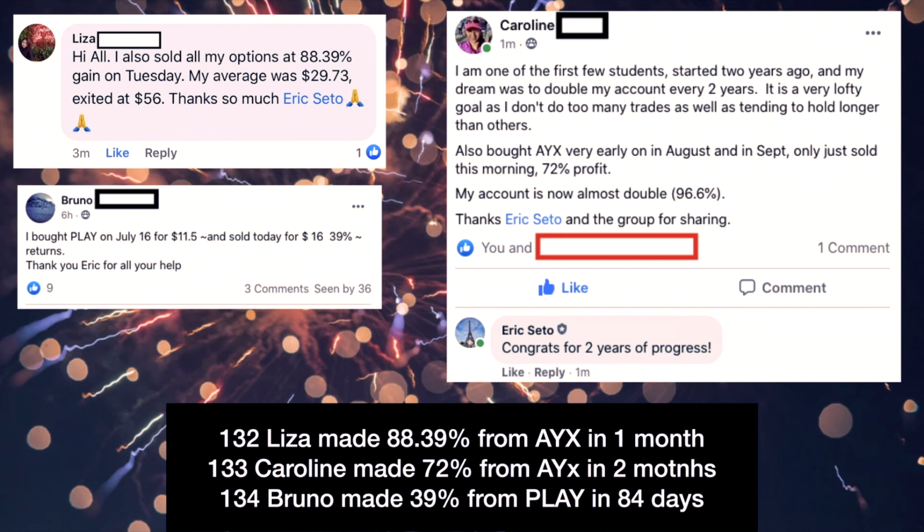One of my favorite things about this case study is that Carolyn is one of the first few students, and she started 2 years ago, and her dream is to double her account every 2 years. Now, this is a very lofty goal. She doesn't do too many trades because she holds longer than other people, and she bought Alteryx very early in August and September last year, and only held till this morning with a 72% profit. And her account is almost now doubled at 96.6%. So I'm very happy for Carolyn. Congratulations. And it's about building wealth for many, many years to come.